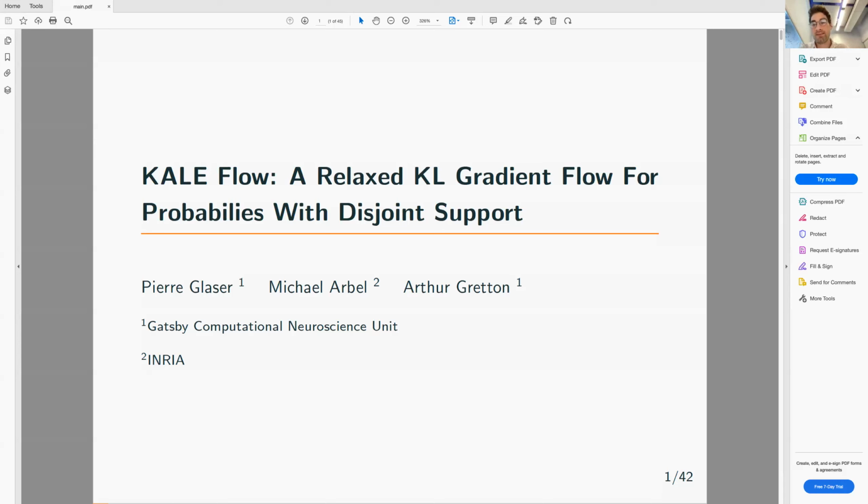Feel free to tell me if you're not familiar with reproducing kernel Hilbert spaces. Is everyone familiar with RKHS here? I fear that most people here aren't, but I am. Okay. It's so central in my research that sometimes I forget that some people actually are not working with this kind of thing.